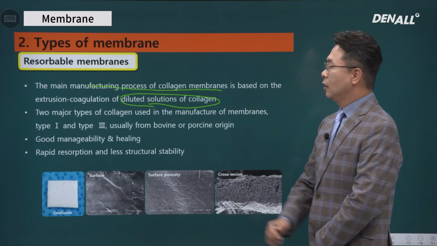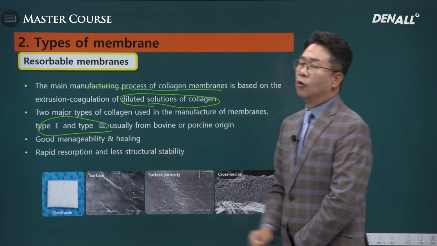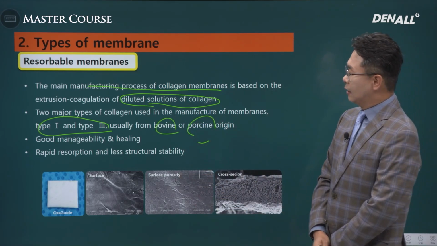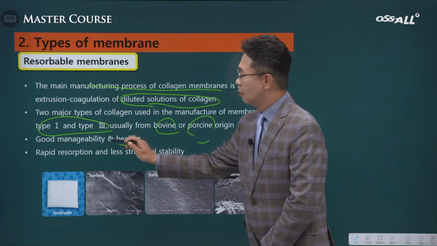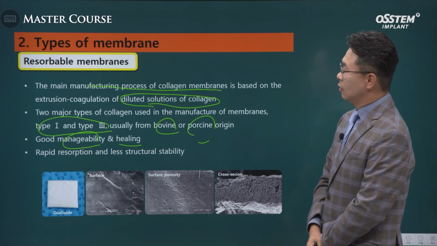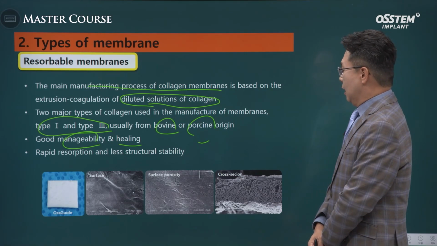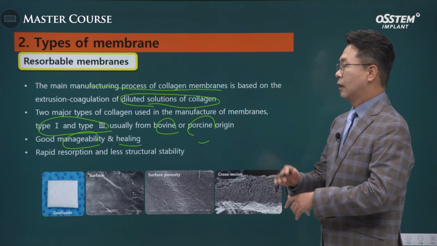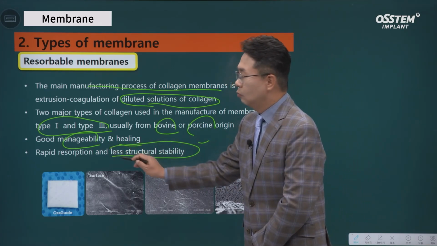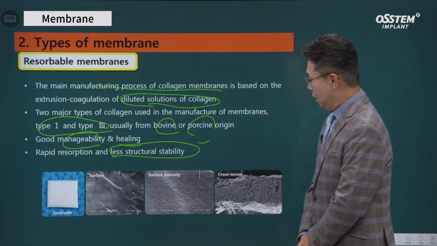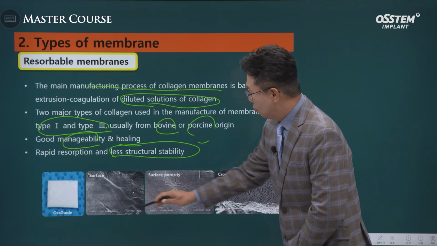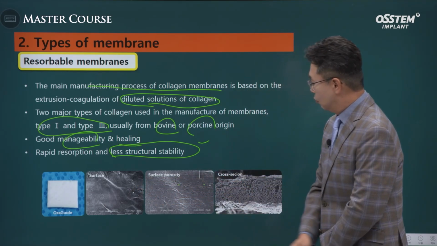In most cases, type 1 and type 3 collagen is used. We get this collagen from pigs and cows. It is really helpful in healing and it has excellent manageability. It can be applied in clinical situations very easily. Unlike a non-resorbable membrane, the downside of resorbable membrane is that it lacks the capacity of space maintenance. If you look at the cross-section, it has a multi-porous structure. The surface is like this.